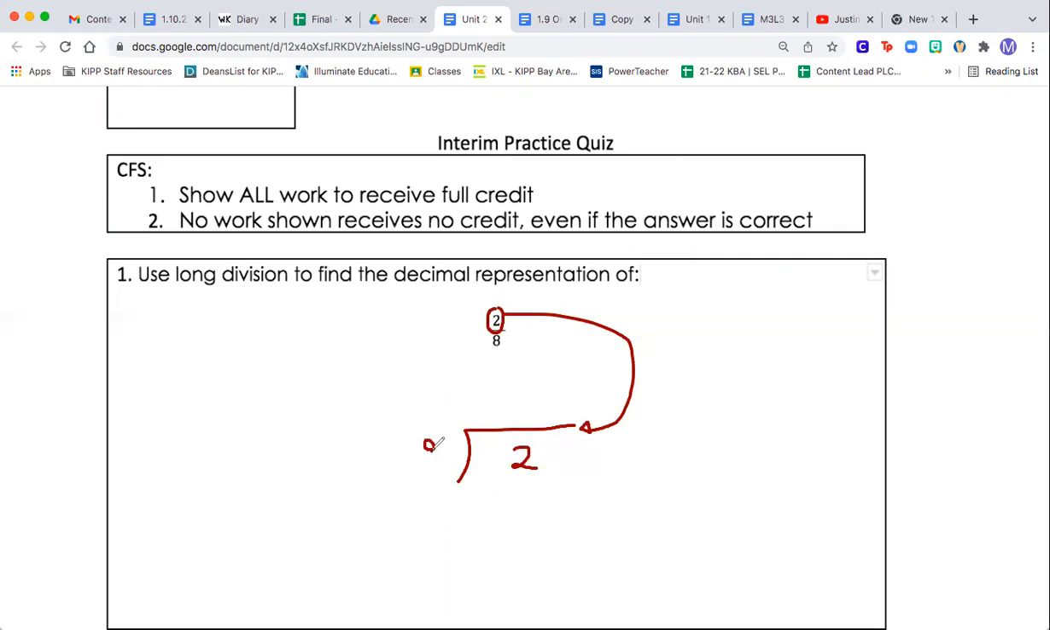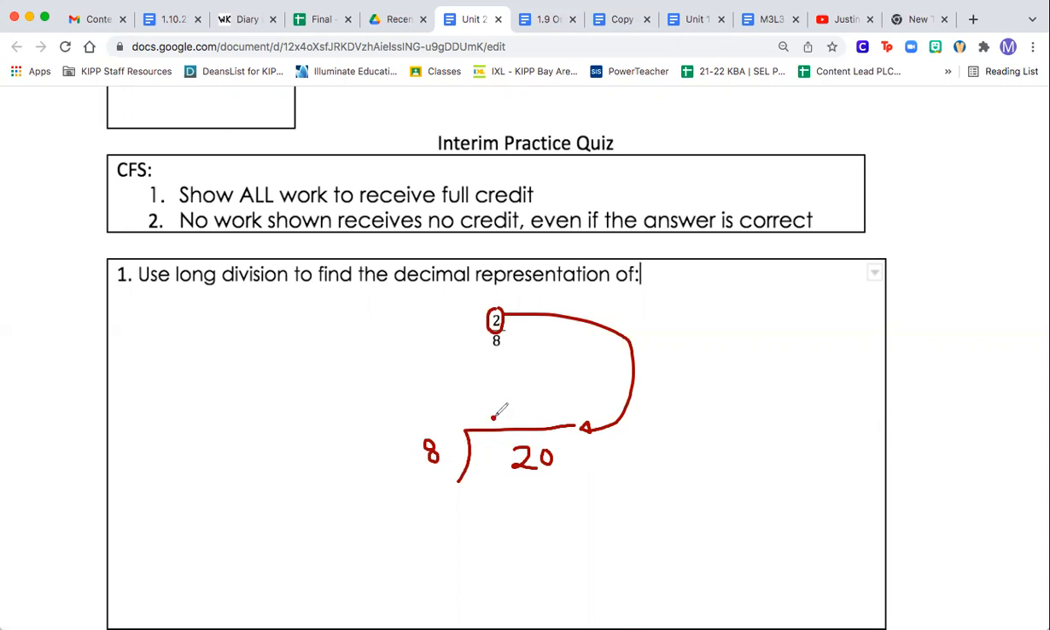So basically, it's saying how many groups of 8 can fit into 2, which wouldn't make sense because no groups of 8 can make 2. So that we can't do, which means what do we do if the divisor is bigger? Well, I put a 0, and because I added a 0, I have to add a decimal. And so now, how many groups of 8 can make 20?